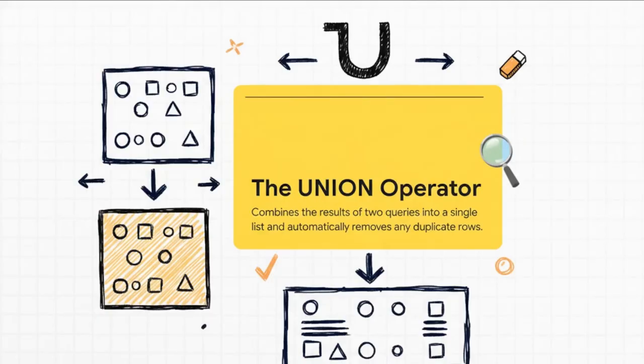Imagine you run two different searches, and you get two different lists of results. Union just takes those two lists and stacks them into one big list. But here's the key thing you got to remember. Union is tidy. It automatically goes through and gets rid of any duplicates for you.